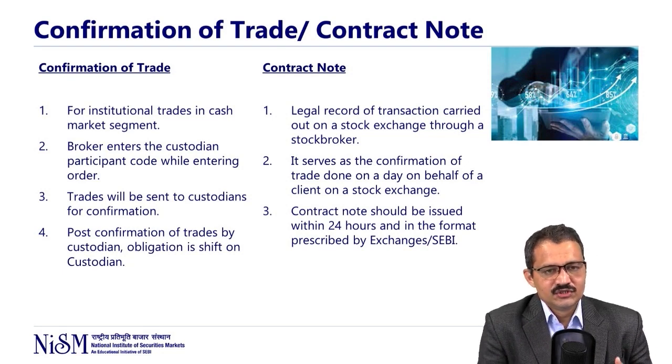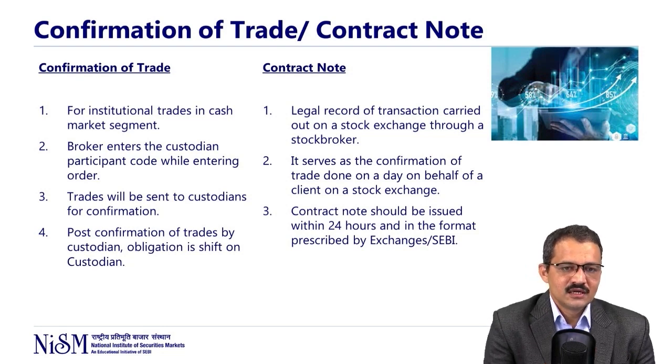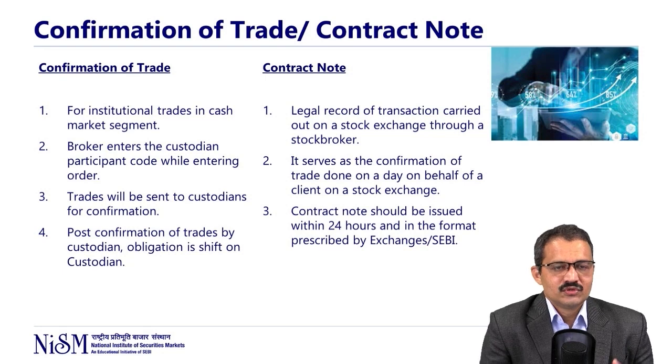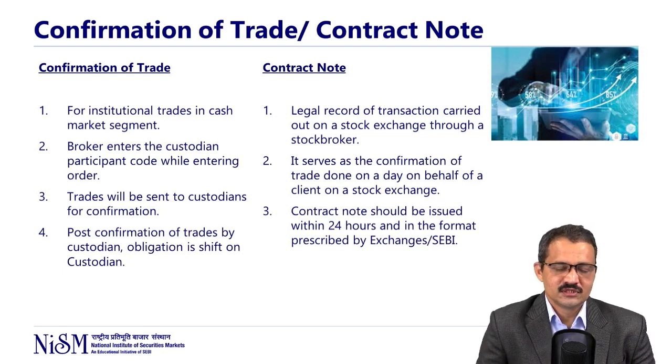The custodian will check the details of the trades. He will see whether he has received the confirmation from his institutions, and once everything is there, the custodian will confirm the trades. Once the custodian confirms the trade, the obligation of that trade moves from the trading member to the custodian, and the custodian says, okay, now I will take the obligation of settling these trades. Once it is decided who is going to settle these trades, clearing and settlement can start their obligation process.